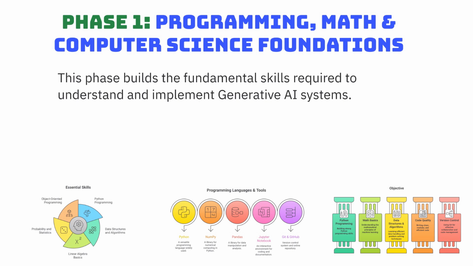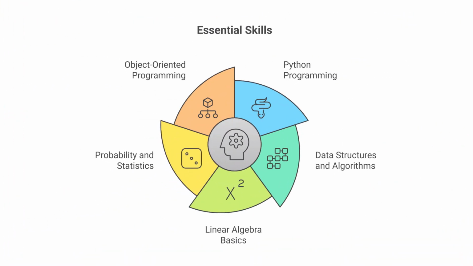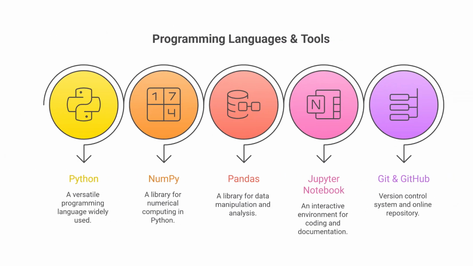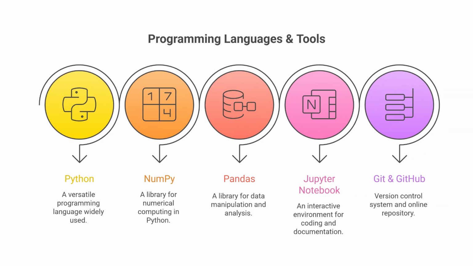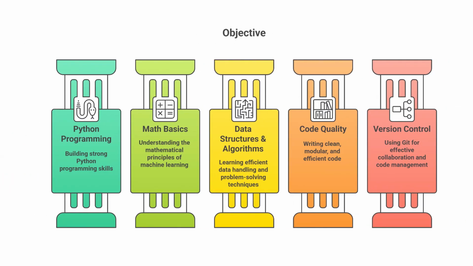Core skills. These core skills focus on programming logic, mathematical intuition, and algorithmic thinking. These skills form the backbone for all machine learning and generative AI work. Programming languages and tools. These tools help practice programming and mathematical concepts efficiently. Tools focus on problem solving, code structuring, and numerical computation. Objective. The objective of this phase is to build confidence in coding and analytical thinking. You should be able to write clean Python programs and understand mathematical expressions behind ML models.